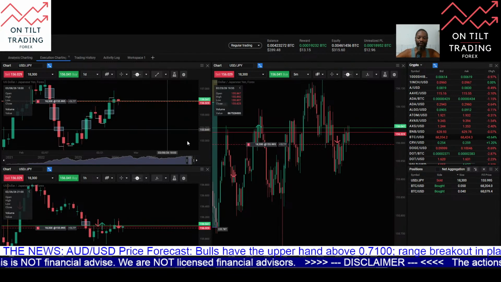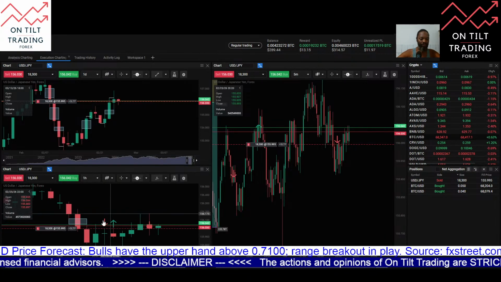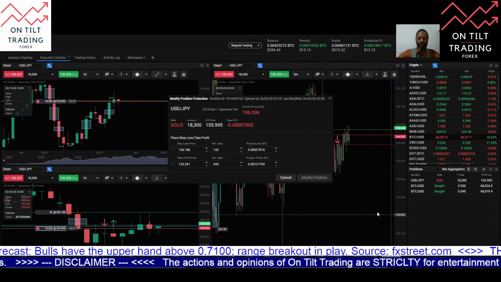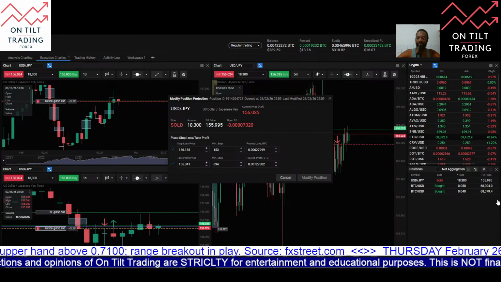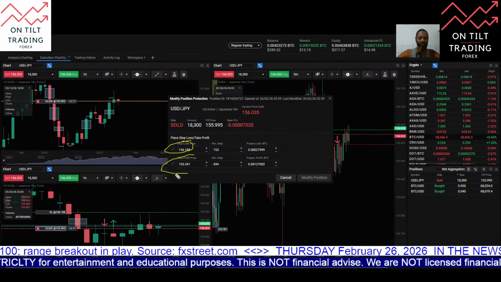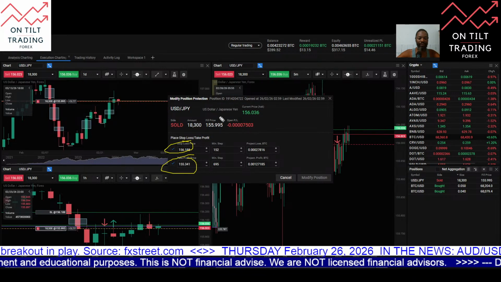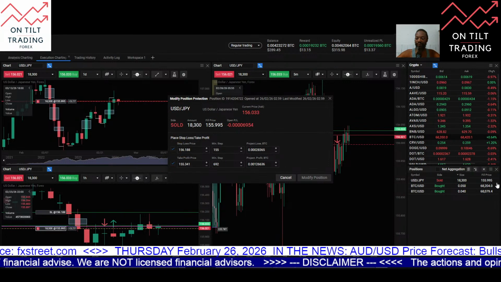And then for a stop loss, we'll come over here to the 1 hour chart. So my stop loss, well, this is my ticket right here. You can see my stop loss is 156.188. Take profit 155.341. And this was my entry here, 155.995.